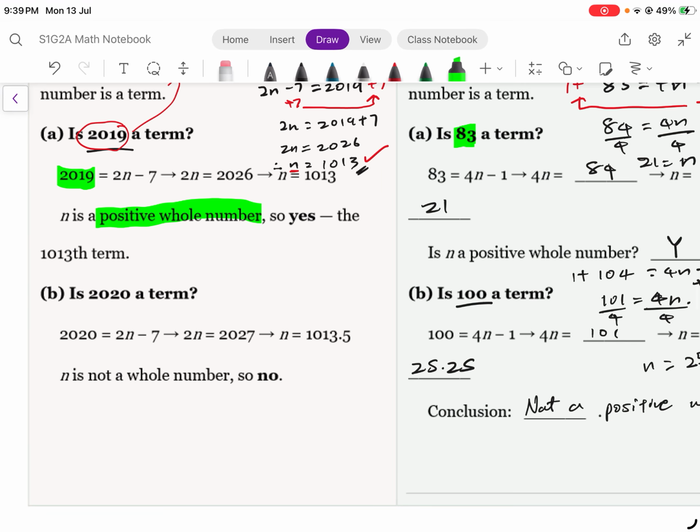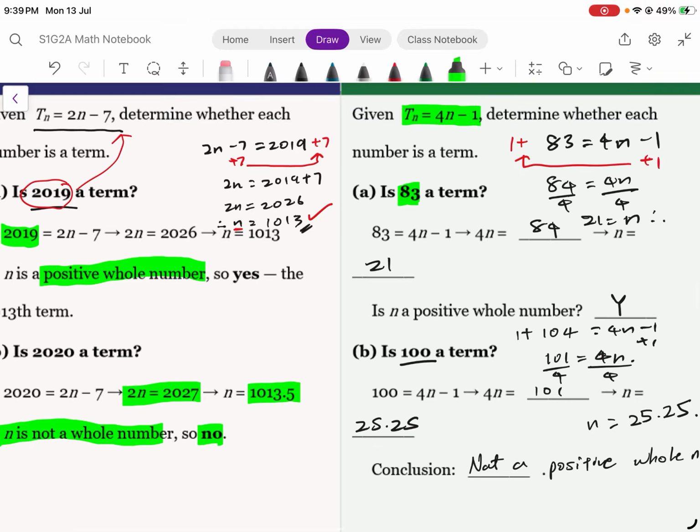How about 2020? When you solve, you add 7 on both sides, you get 2n = 2027. Then you find n is 1013.5. Because it's not a whole number, it is not part of the number pattern for this general term.